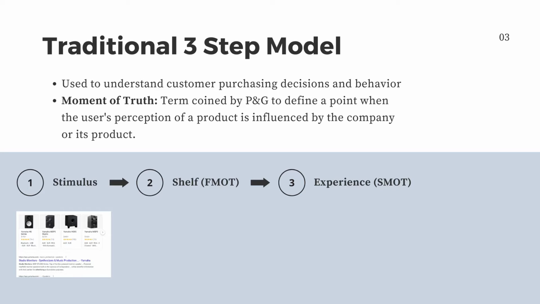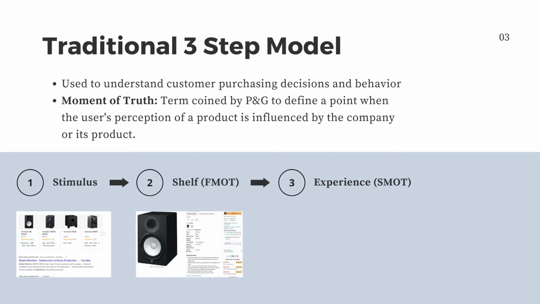Number 2, shelf, also known as the first moment of truth as coined by Procter & Gamble. Moments of truth are when the user's perception of a product is changed through their interaction with the company or their product. This is when the user looks at the product either in-store or digitally on an online storefront such as Amazon. Here, they may speak to a customer representative to get more information, read a pamphlet about the item, or try out the product.